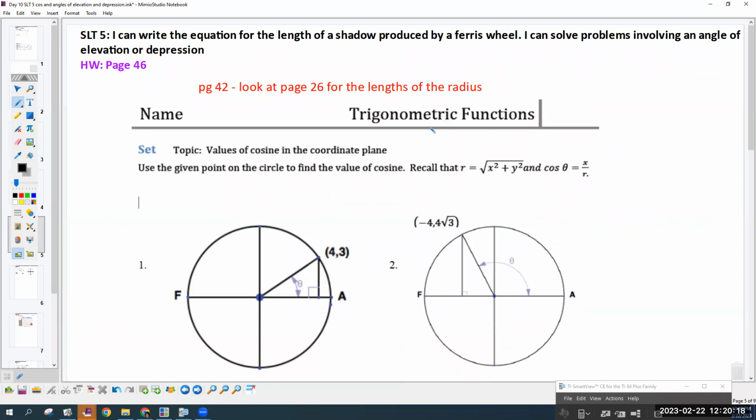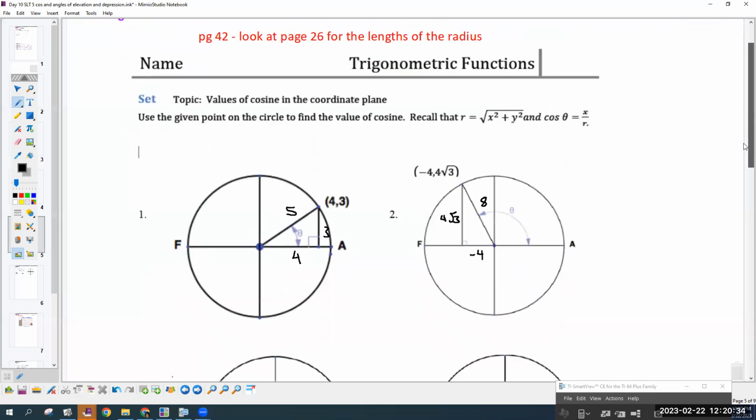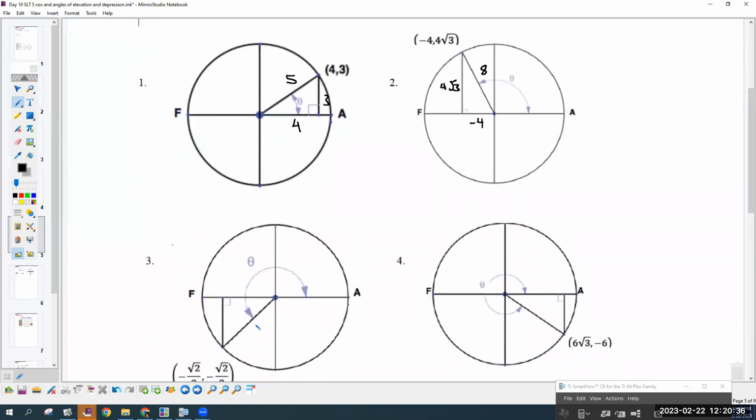So we actually did all of these problems prior. You can pause the video and look back at page 26 to get the lengths of the radius. Remember, this is 4, this is 3, this was 5, this is -4, this is 4√3, this is 8, and then this was 1, this one was 12.